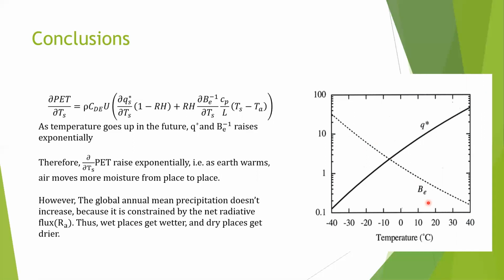exponentially. Therefore, the rate of the PET increases exponentially, which means the air moves more moisture from place to place. However, the annual precipitation does not increase globally because the net radiative flux is constrained. Therefore, the wet place will rain more and the drier place will rain less. In other words, the wet place will get wetter and the drier place will get drier.